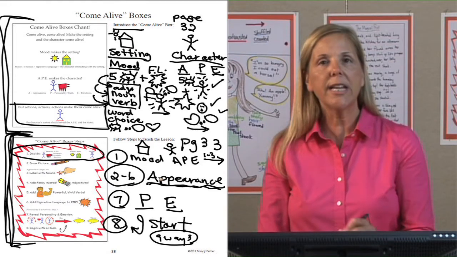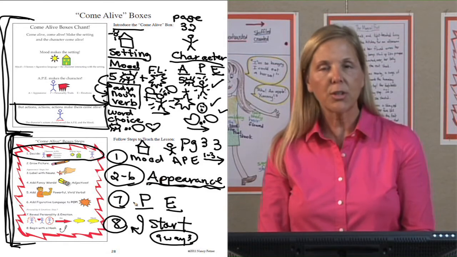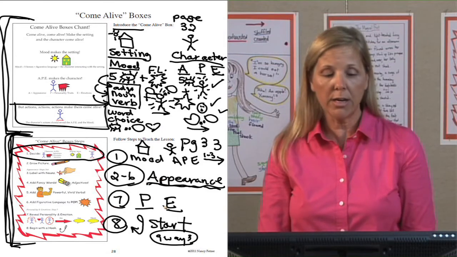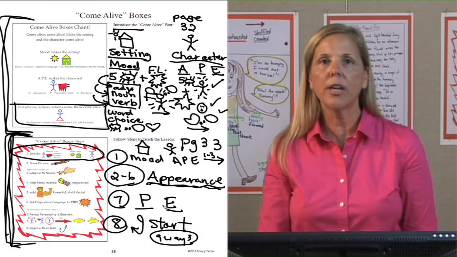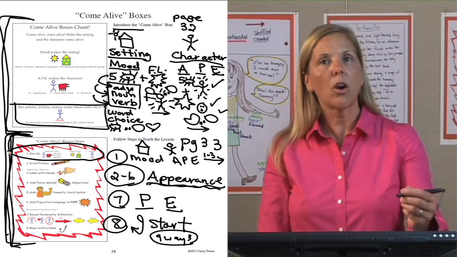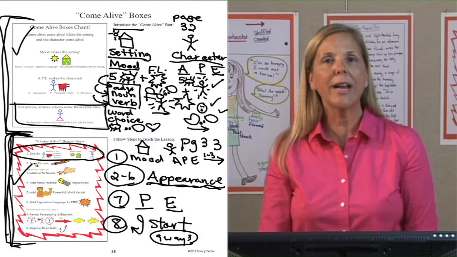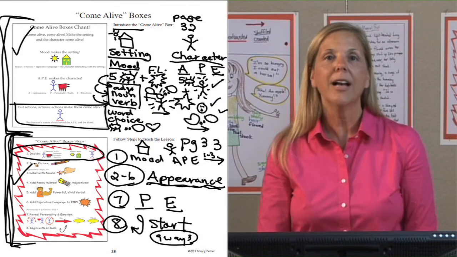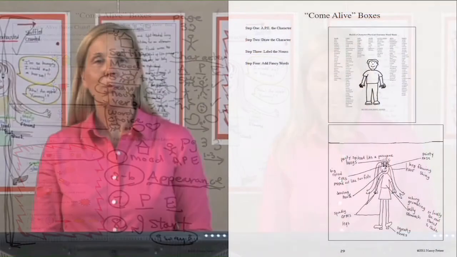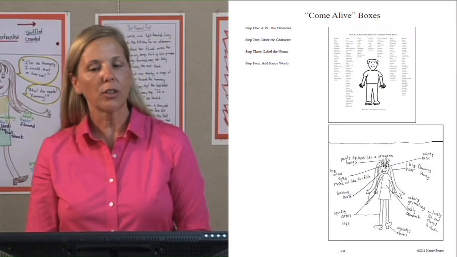Then number 2 through 6, develop the appearance. Number 7, personality and emotion of the character. And number 8, let's get started, choose a hook. These are our 2 charts to introduce and then the chart to follow the directions in order to develop a Come Alive box. On page 29, we'll begin our lesson.